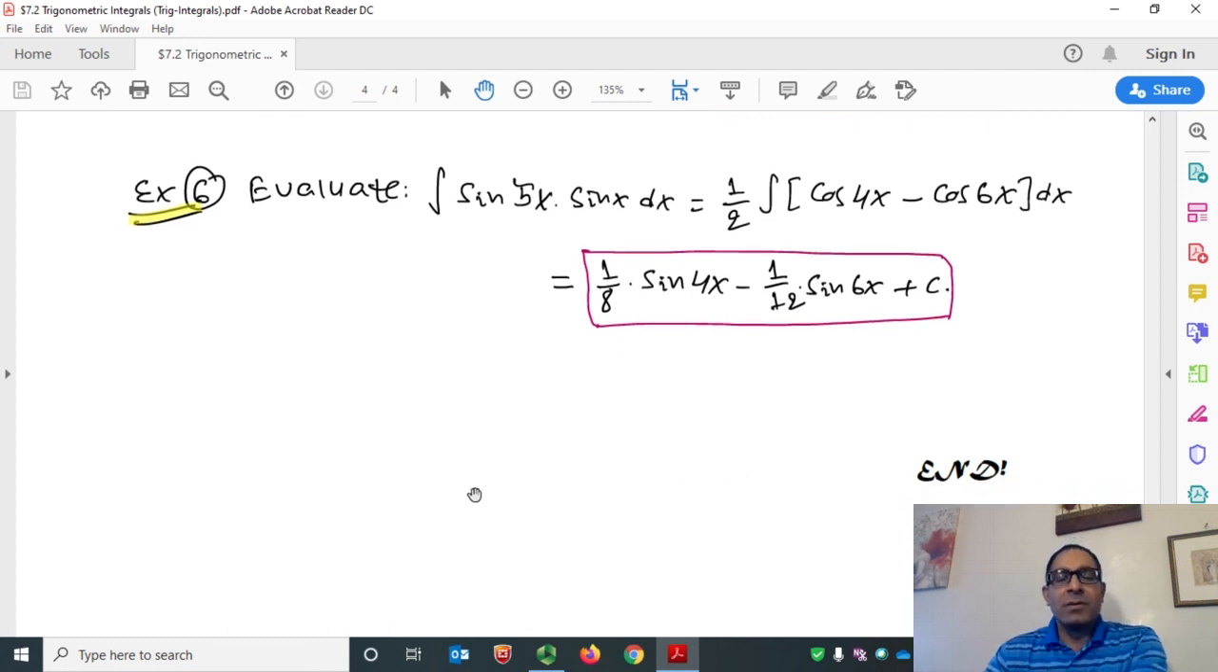So with that example, we finish this section 7.2. In our next class, we'll study trigonometric substitutions. This is another technique to solve an integral or to evaluate an integral.